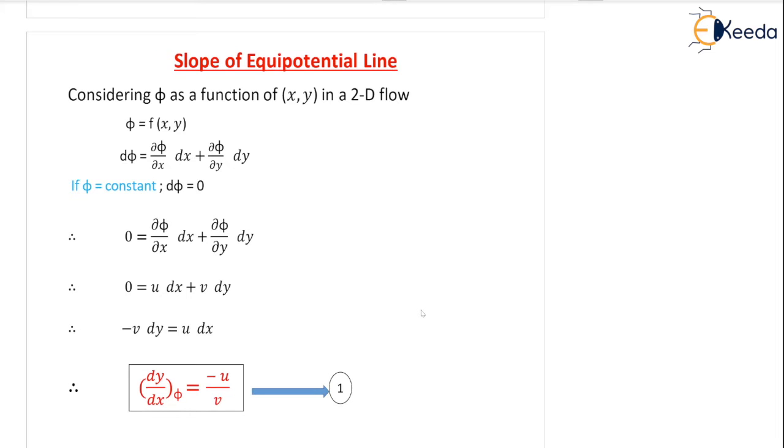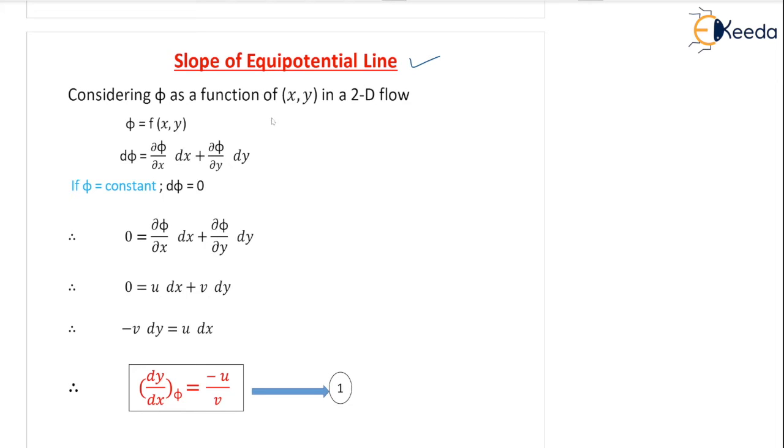In coordinate geometry we have seen that if two lines are perpendicular, then the product of the slopes of those two lines is -1. Only then can we say the two lines are perpendicular to each other. The same concept we are going to apply here. First of all, we are going to see the slope of the equipotential line.